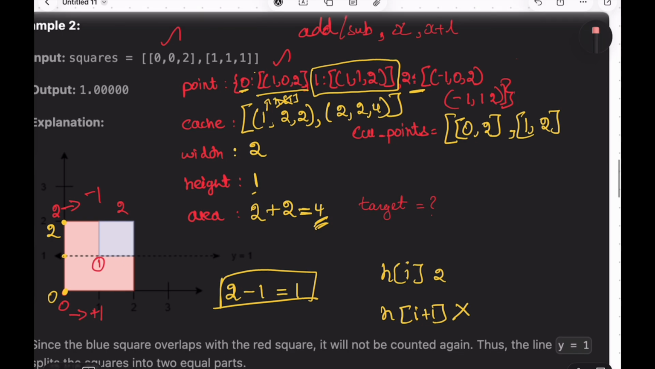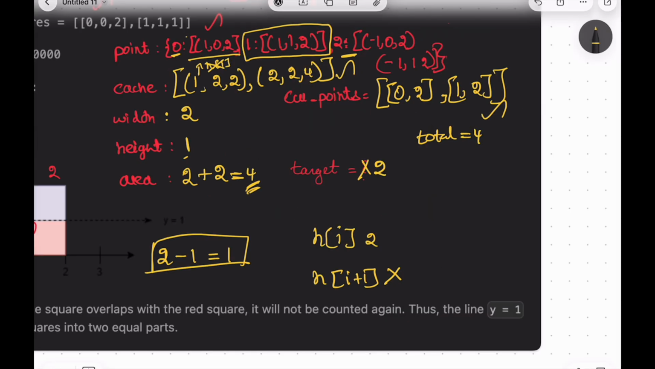So because of that, the total area will be 4, and target will be 2. Now for finding y, we can substitute the value. We have h as 1, and if you see here, target is 2, and the area is also 2, and this width is 2. So because of that, y is equal to 1 minus 0, and y is equal to 1, right?